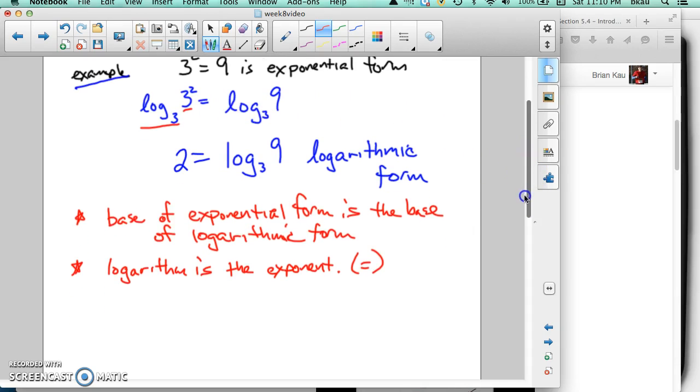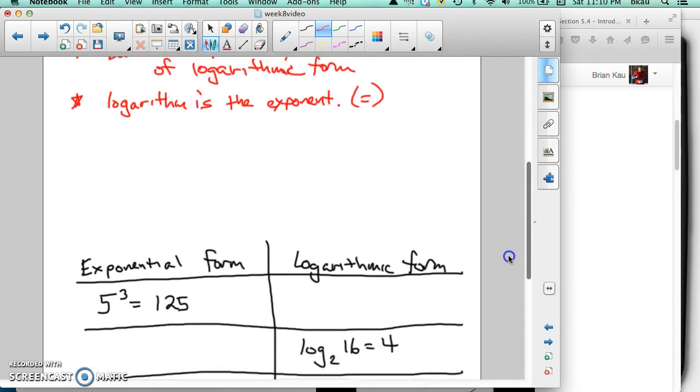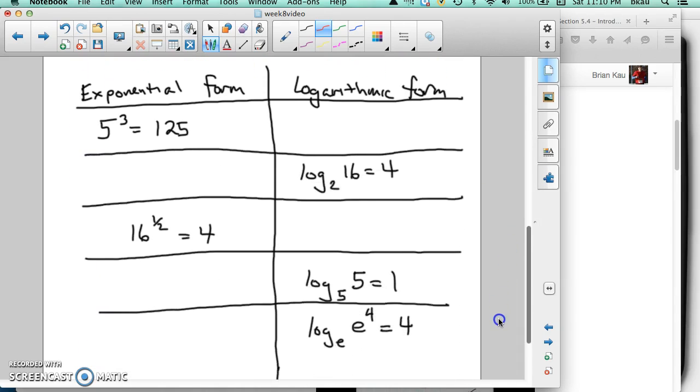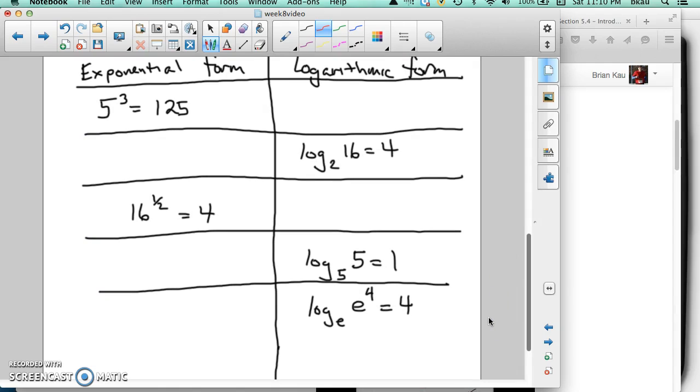So what we're going to do is look at a couple of the forms and do the conversions back and forth. And this is what we're going to ask you to do on some of the handouts and some of the homework. We're going to convert back and forth from exponential form to logarithmic form.